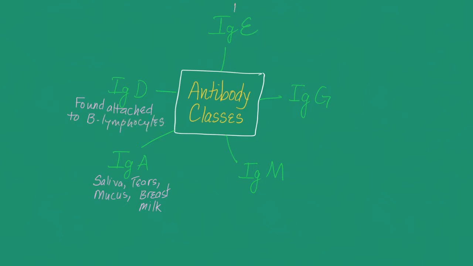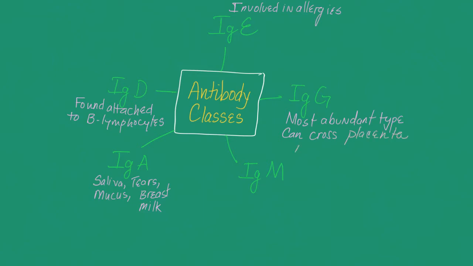IgE antibodies are involved in allergy reactions. IgG is the most abundant type of immunoglobulin or antibody, and this is very important for fighting off infection when you are exposed to a pathogen a second or third time. These are very small, and so the IgG can actually cross the placenta. The anti-Rh antibodies belong to this group.